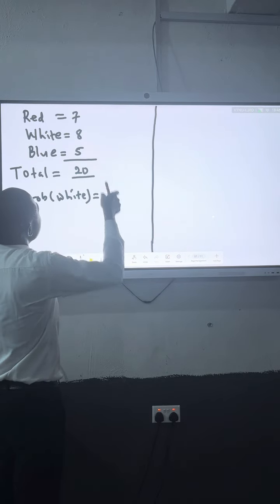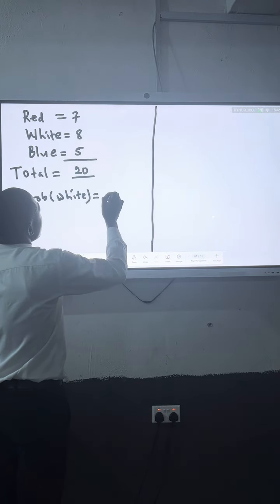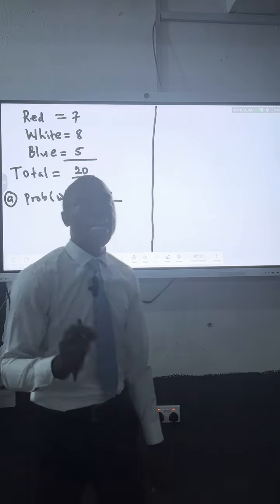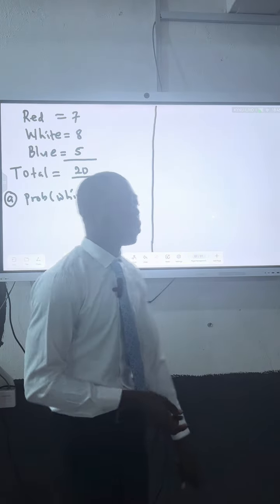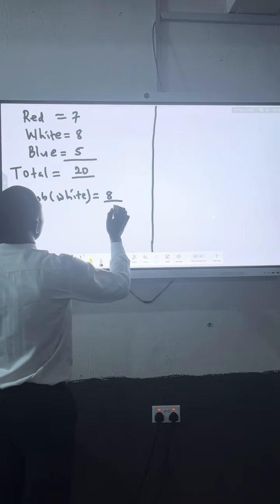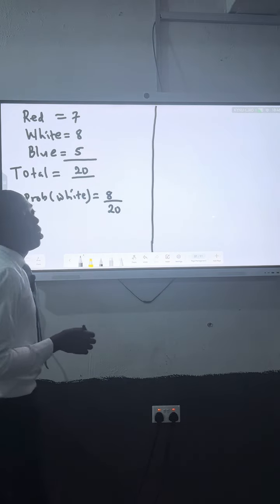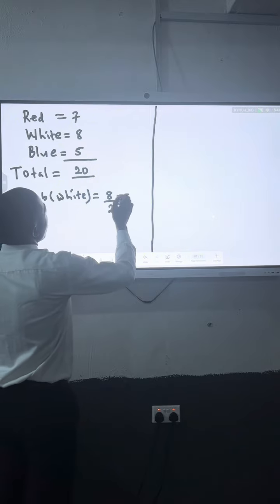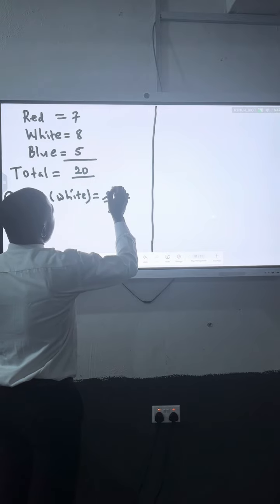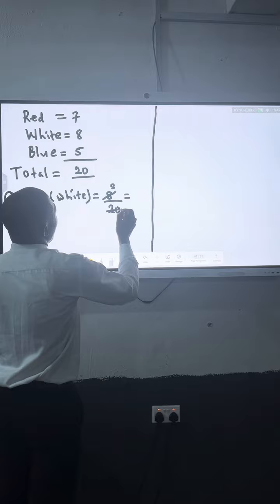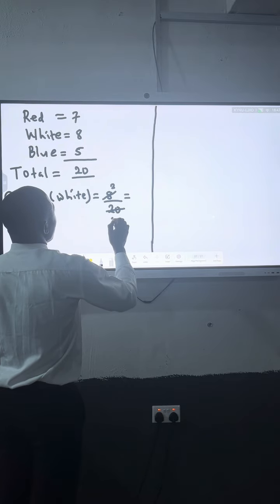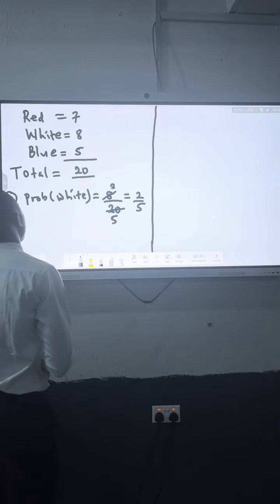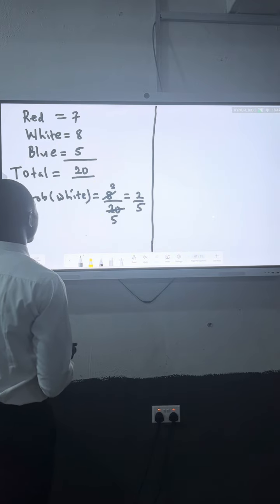We're going to collect the number of white balls. The number of white balls in that box is 8. So you write 8 over the total number of balls, which is 20. Now, if you want to break it down, 4 in 8 gives you 2, and 4 in 20 gives you 5. So 2 over 5 is the answer for the first part of the question.